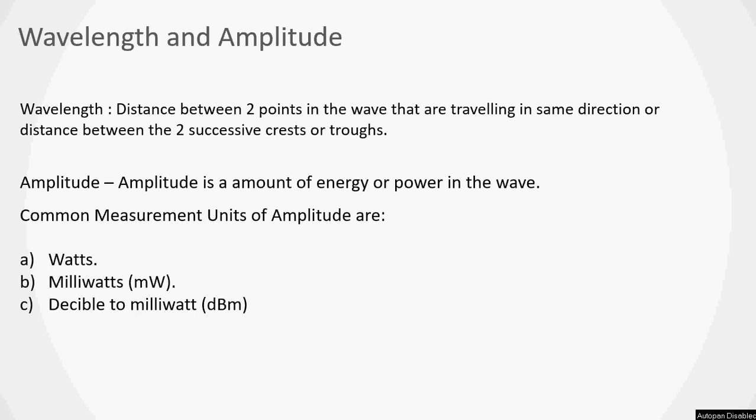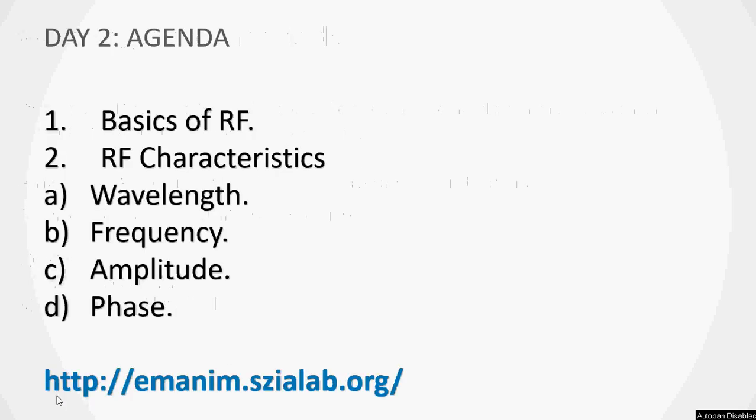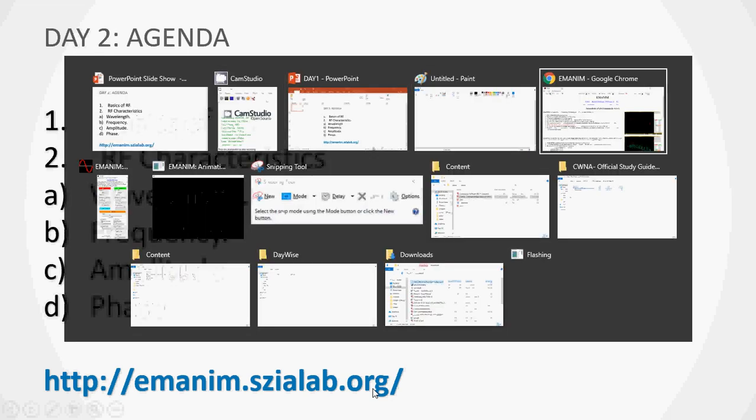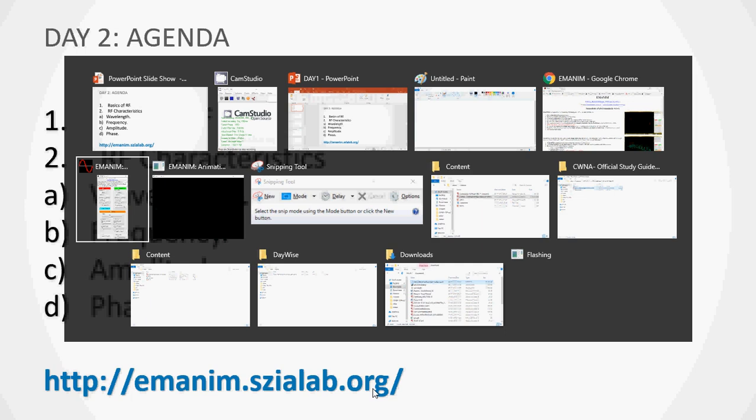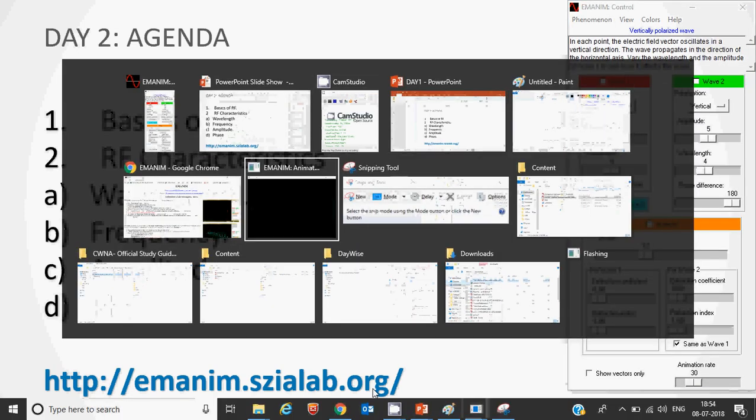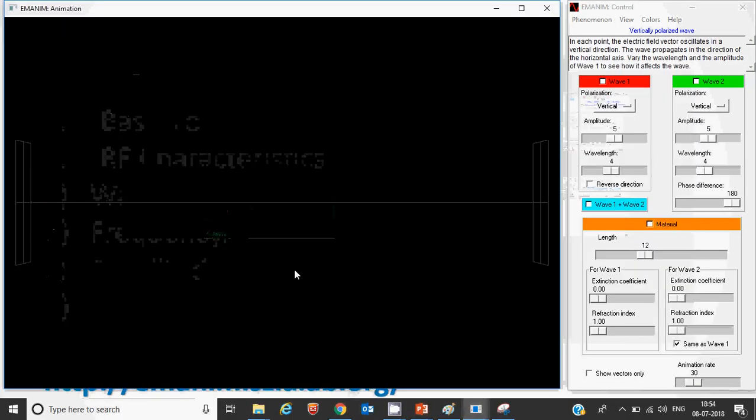So for wavelength, I will show you through one simulator. This is the link of that simulator, http://mnim.szialab.org. It's free of cost. You can download it and execute it, then once you execute it, it will open this simulator. So this is the simulator.